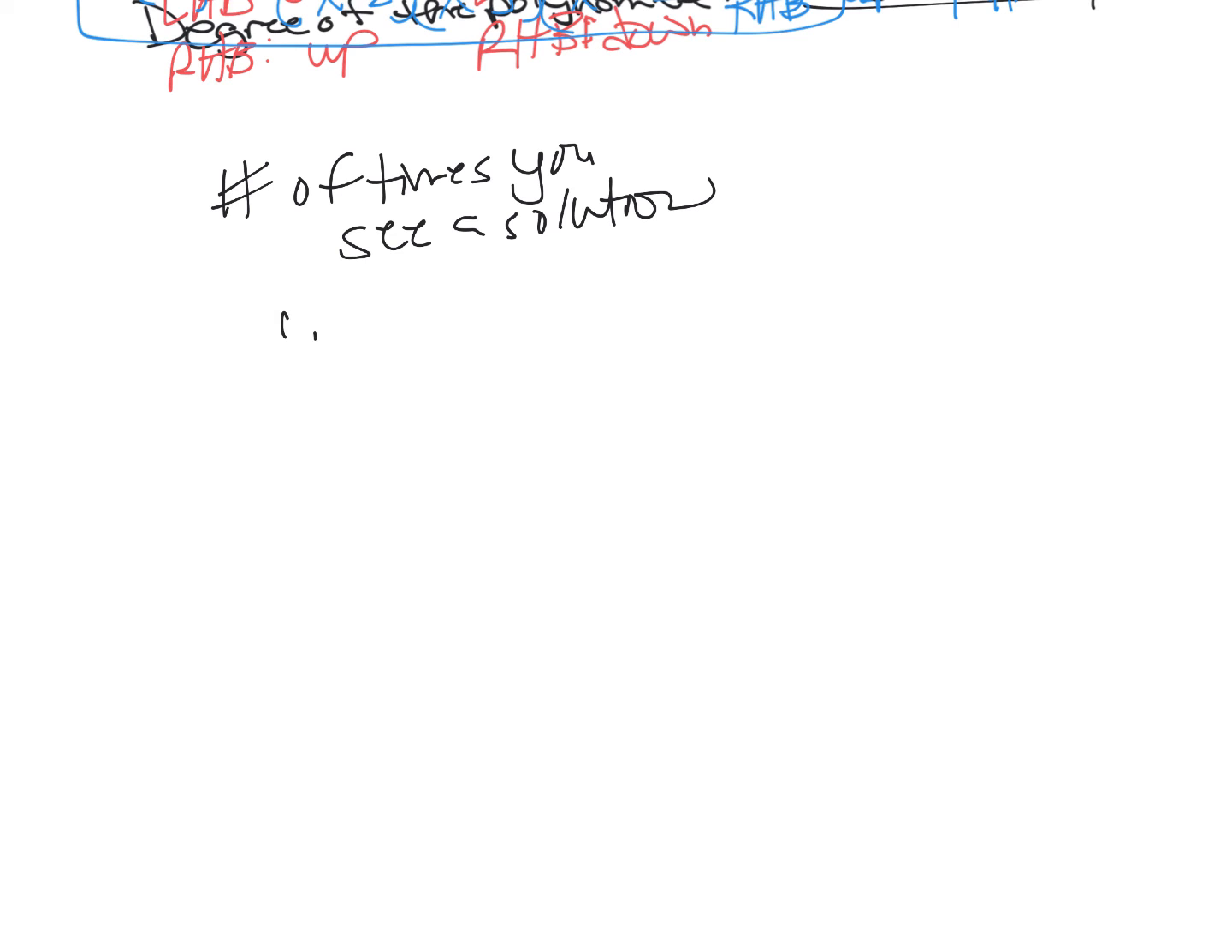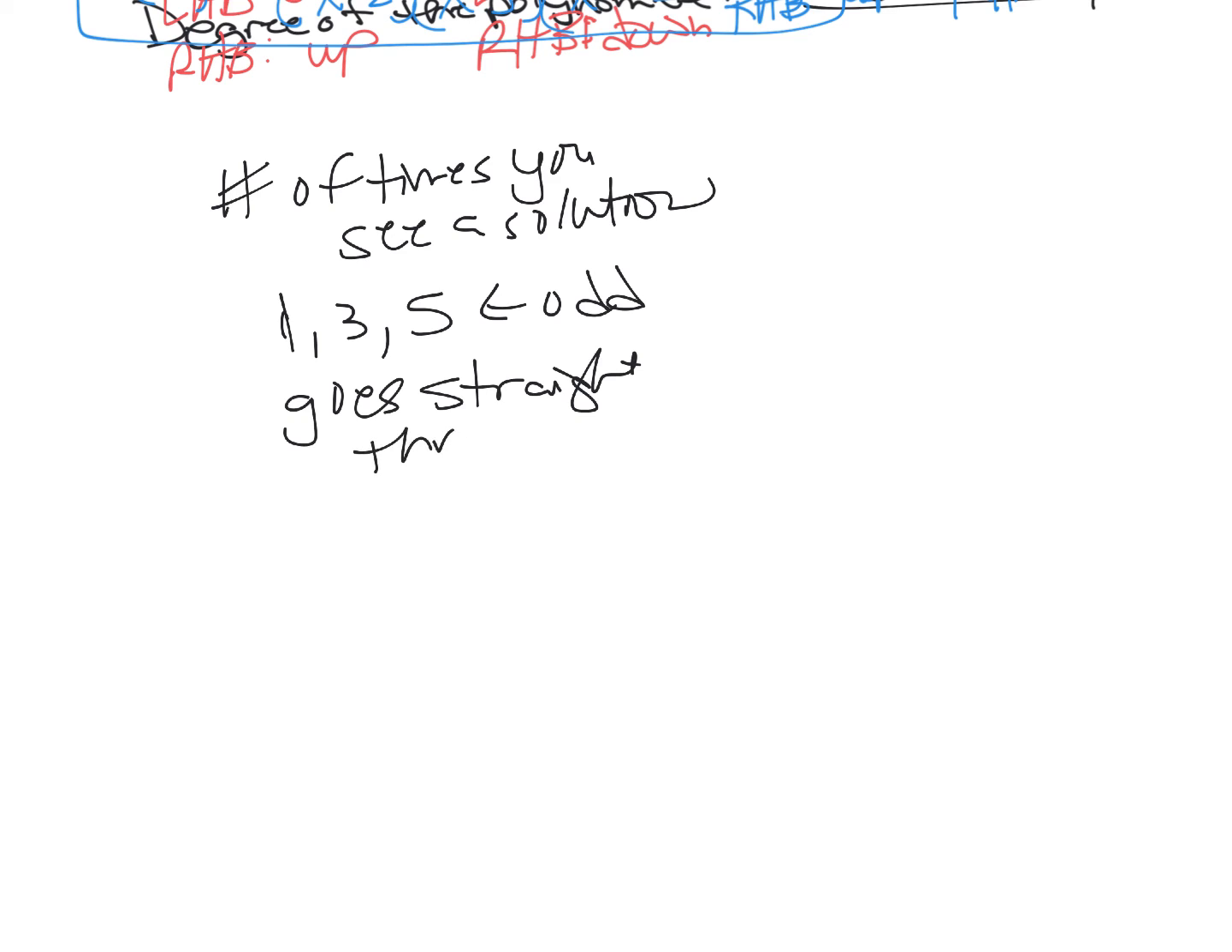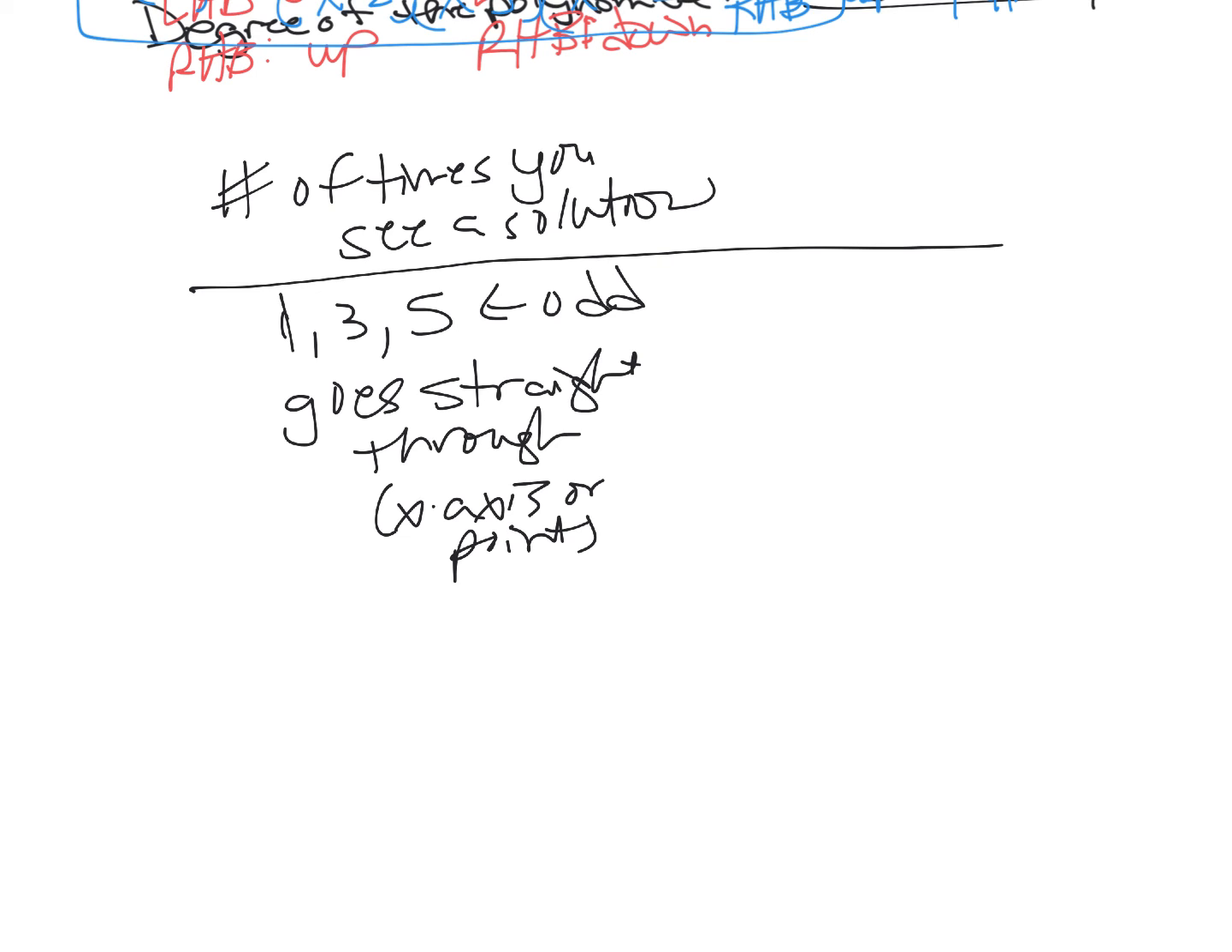So if I see it 1, 3, 5, so any odd number of times, it goes straight through the point or the x-axis. So you can say x-axis or the point. They both mean the same thing because they're on the x-axis. Then, if you see them an even number of times, so 2, 4, so these are my number of solutions.